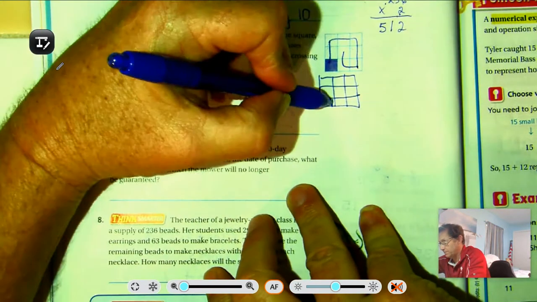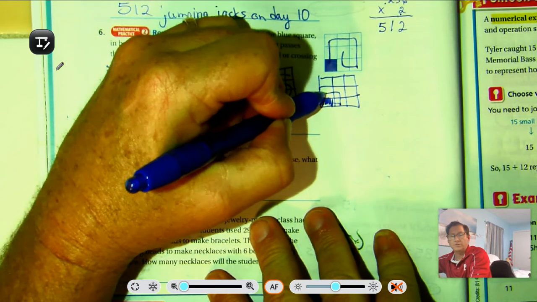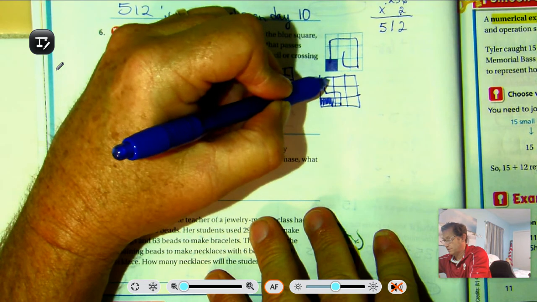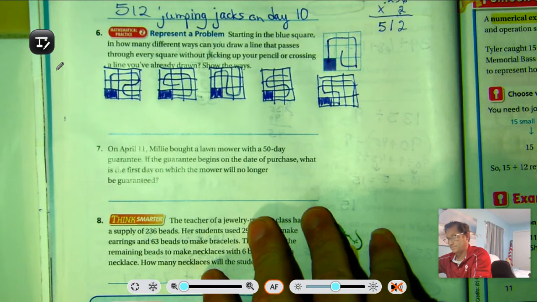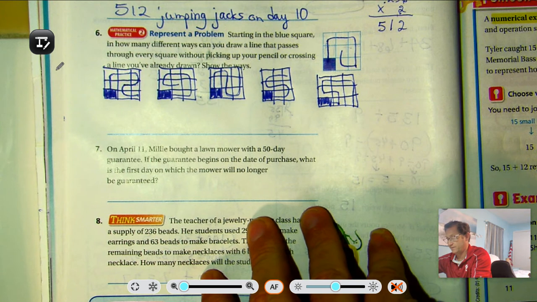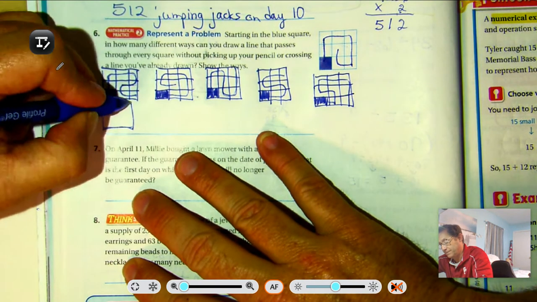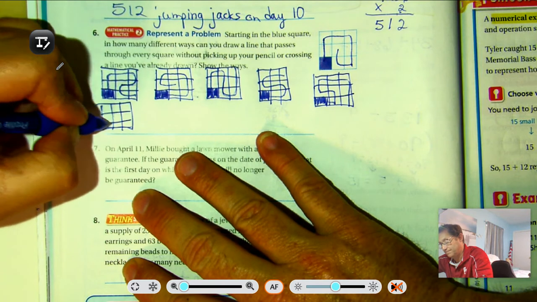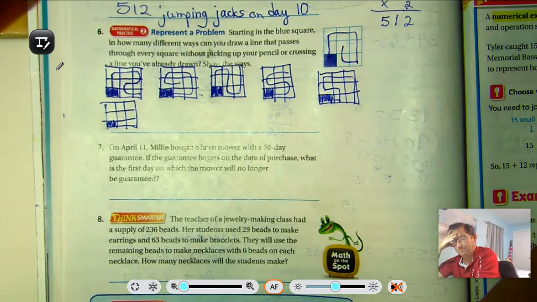Let's see. How about go there, around, up, to the end, and down. Okay, that one's different than any of the other ones I've done. Let's keep going. Is there any more? We're just kind of guessing and checking, right?